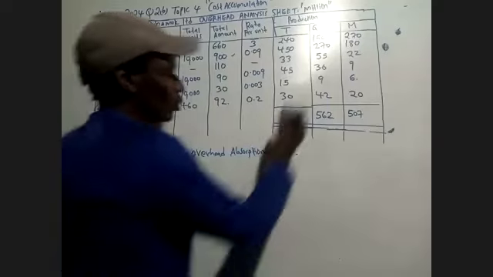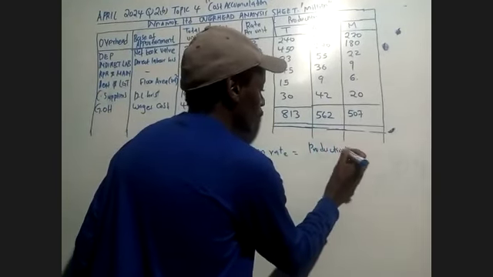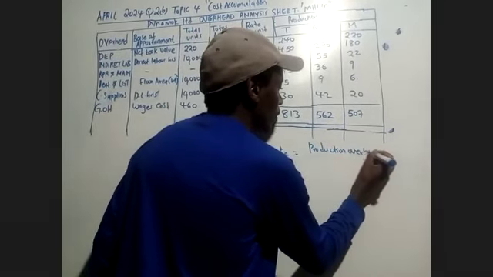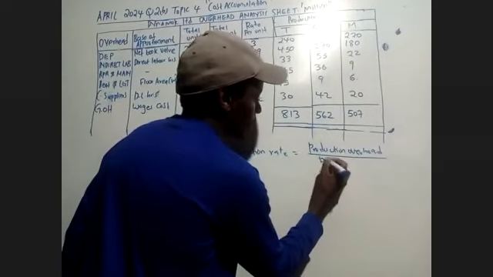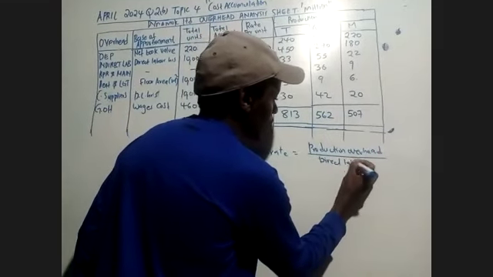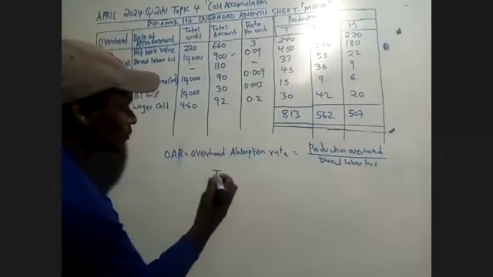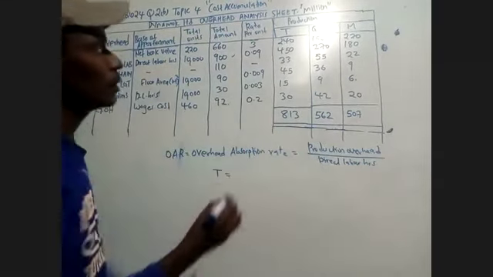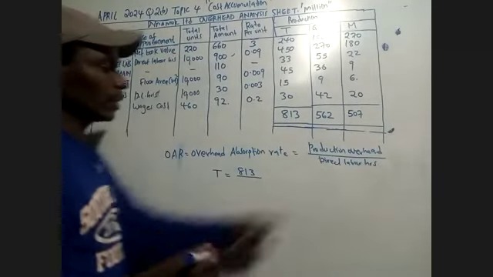So what you do, you say OAR is equal to production overhead. Production overhead, we divide it by direct labor hours. So we start with T. So what is the production overhead? 813 million. We divide it by the direct labor hours.